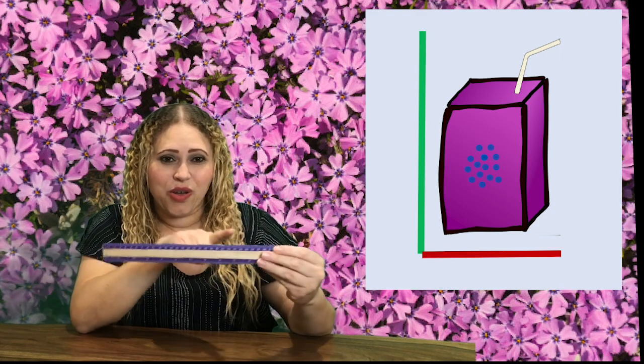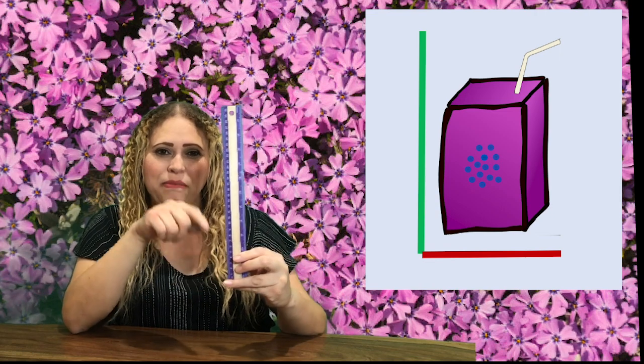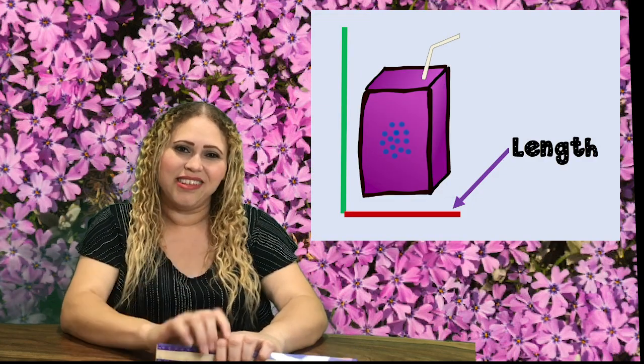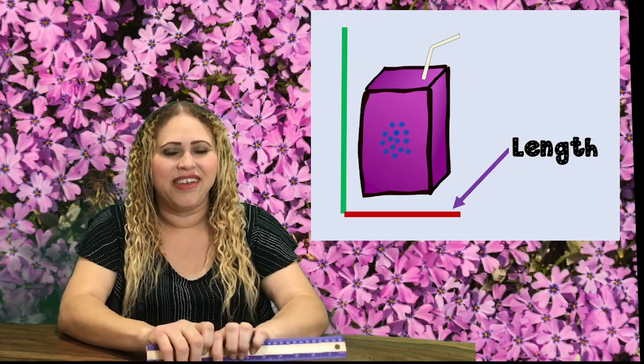Here's a juice box. Now, is the juice box length the line that goes across, or is it the line that goes from the very bottom to the top? What do you guys think? If you said that the length is the line that goes across, good job. That is also correct. Find some things at home and see if you can identify the heights and the length and also how heavy or how light they are.